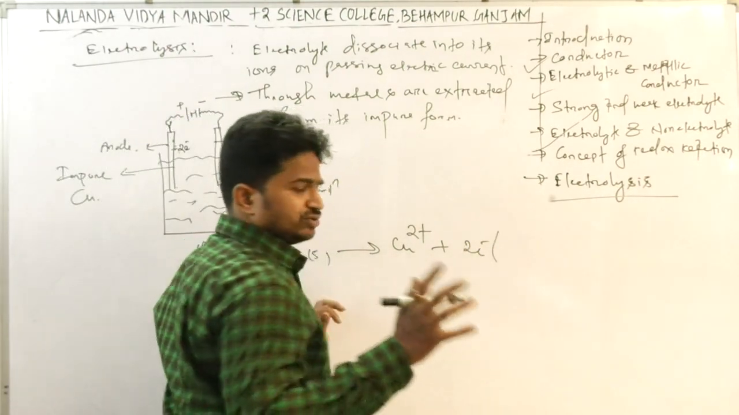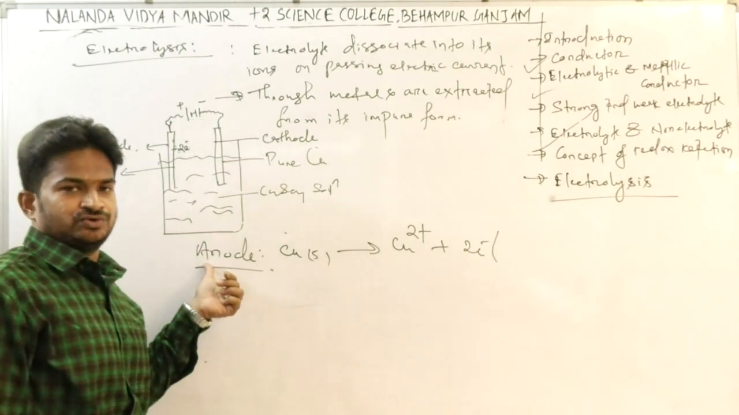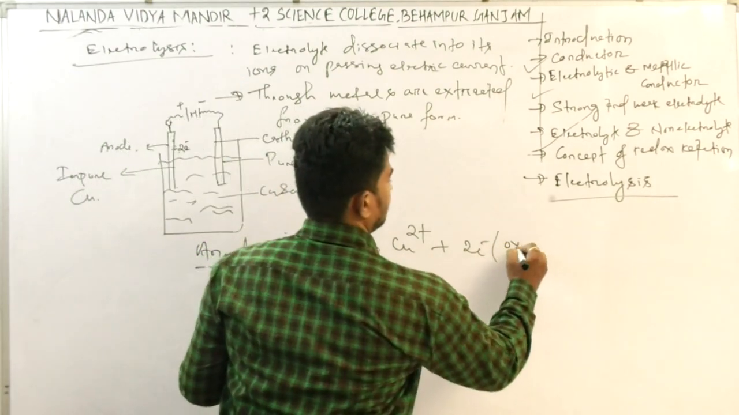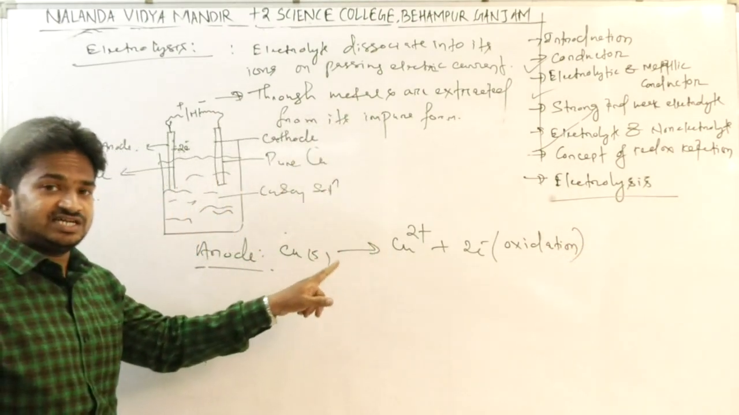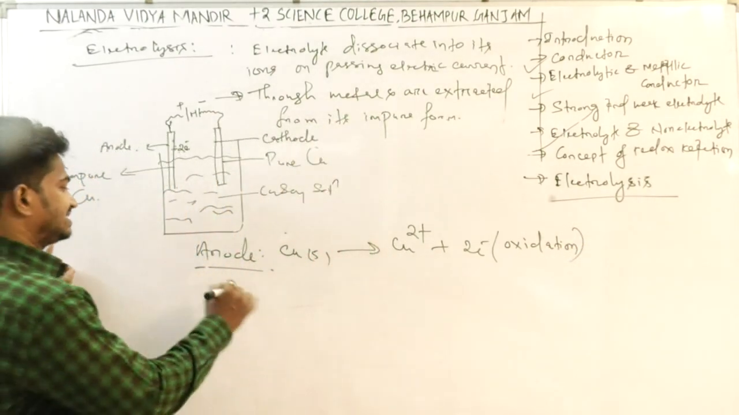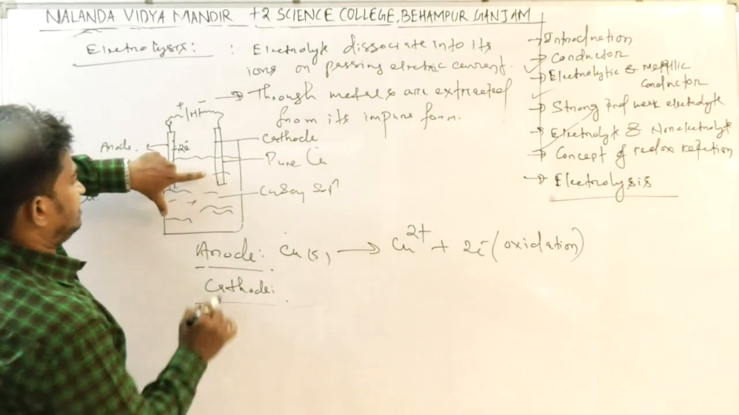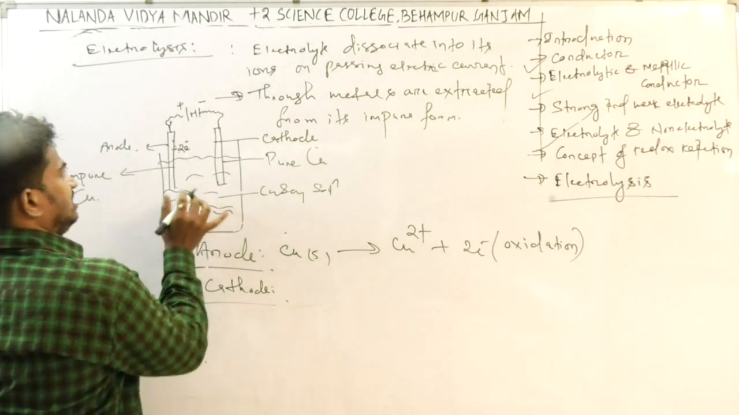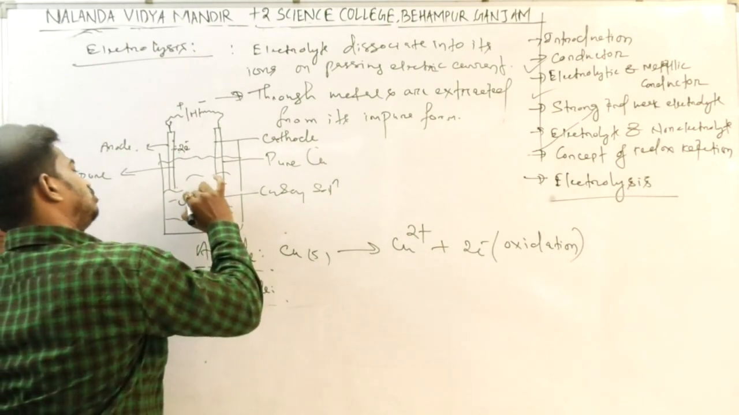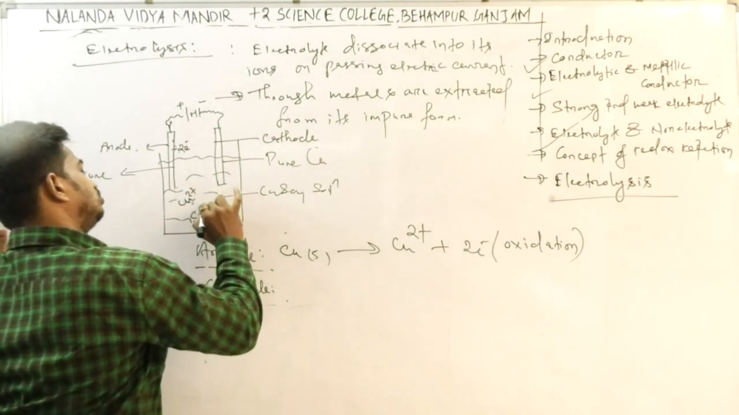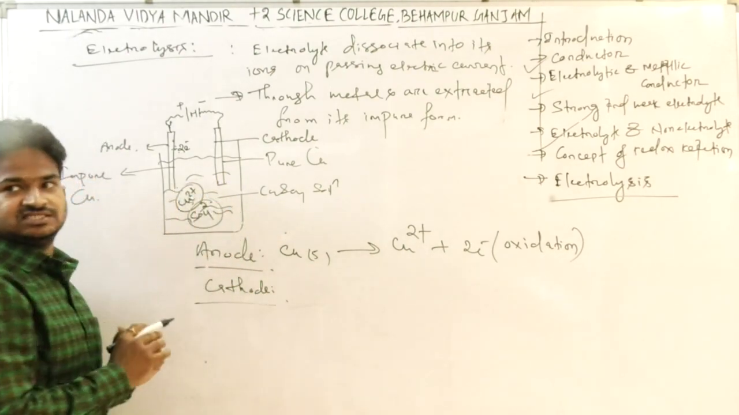So try to remember this: oxidation reactions always occur at the anode electrode. Similarly, for the cathode electrode, from that copper sulfate solution, by passing the electric current, it will dissociate into Cu2+ and SO4 2- ions. Okay, Cu2+ and the sulfate 2- ions.